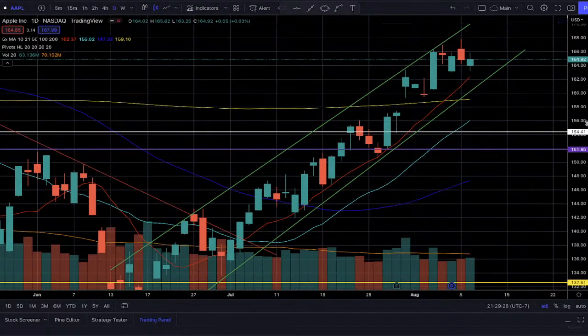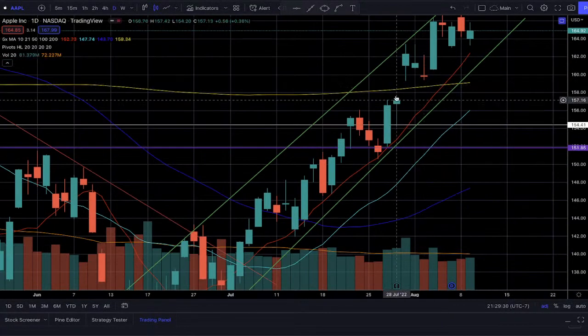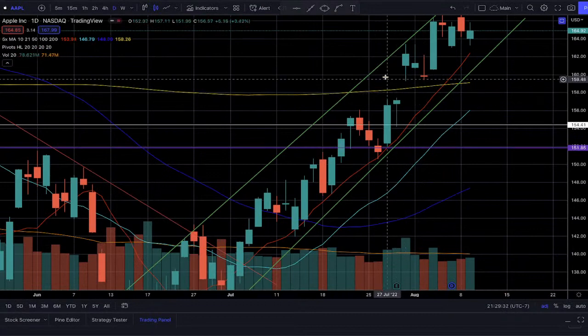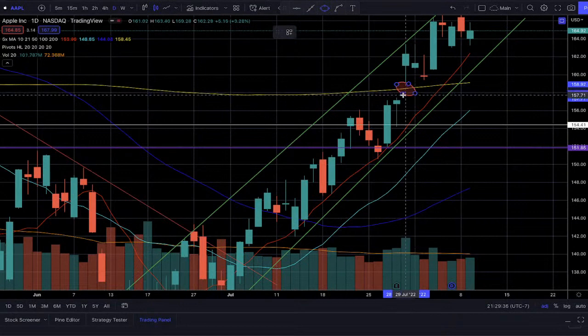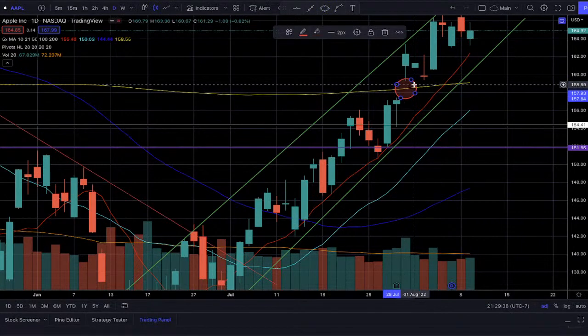And for the fact that we have a gap here as well that we did not fill, that's going to be a little bit of trouble for Apple if we start coming back down tomorrow, especially if we break out of this ascending channel chart pattern.